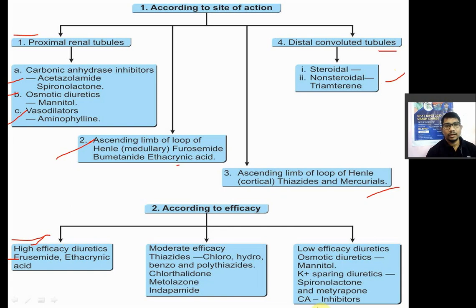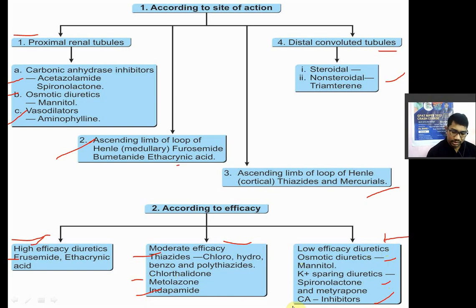Okay. Now moderately efficacious diuretics. In that you have thiazide ones, thiazides like chlorothiazide, hydrochlorothiazide, benzthiazide, and polythiazide. Then thiazide-like diuretics like chlorthalidone, metolazone, and indapamide. Low efficacy diuretics means weak diuretics. Okay, examples: osmotic diuretics like mannitol, potassium sparing diuretics like spironolactone, carbonic anhydrase inhibitors.